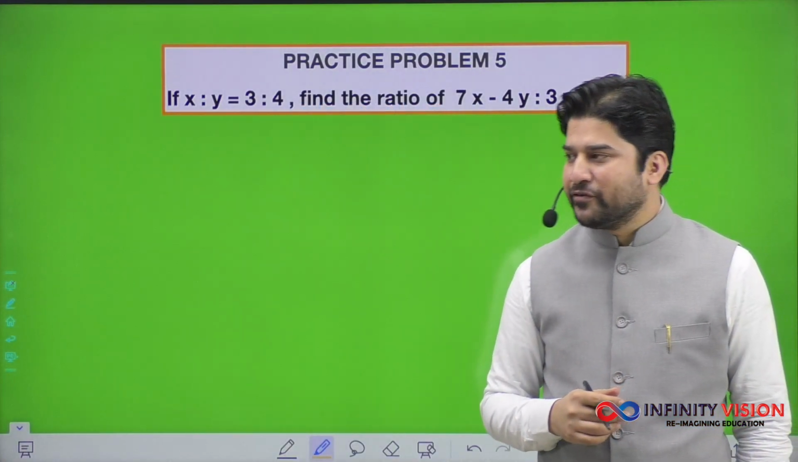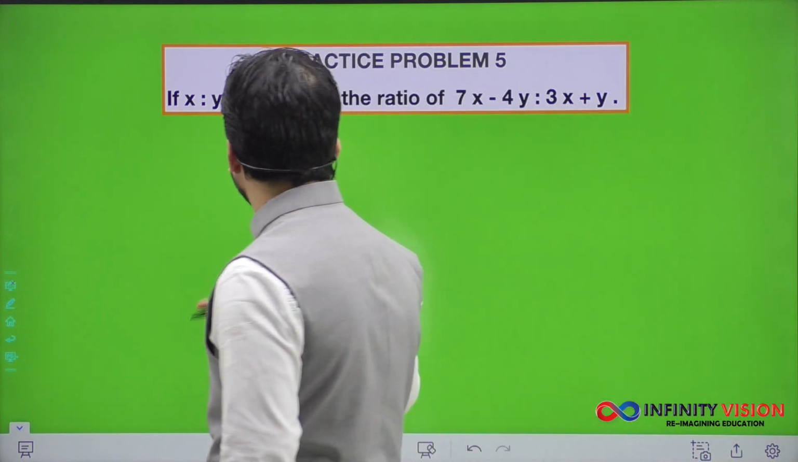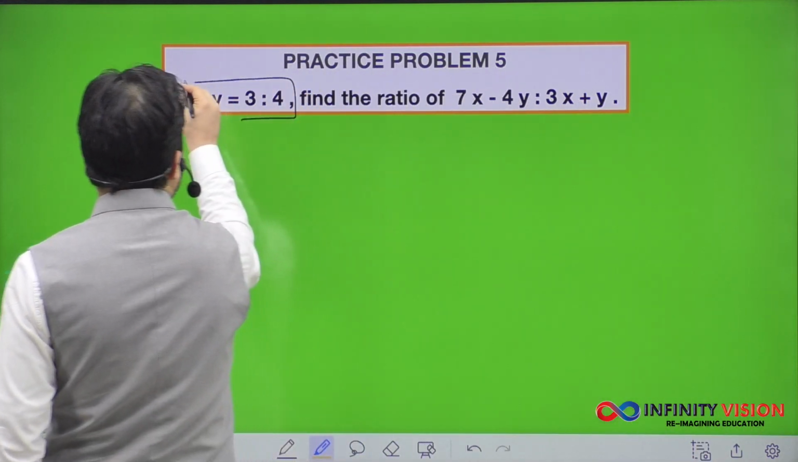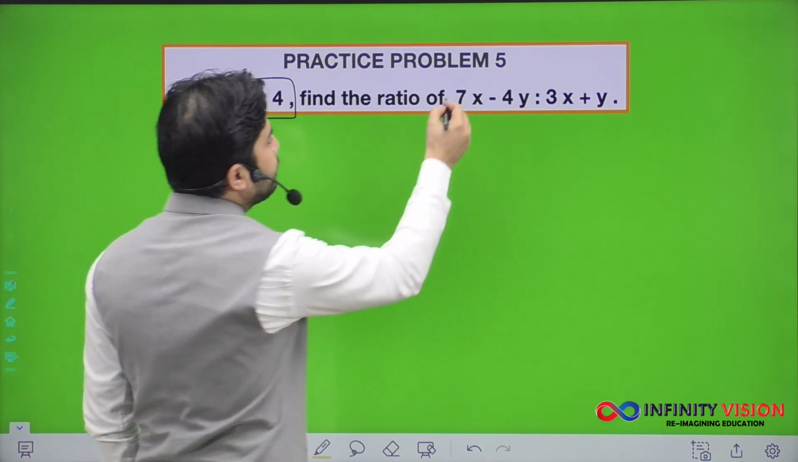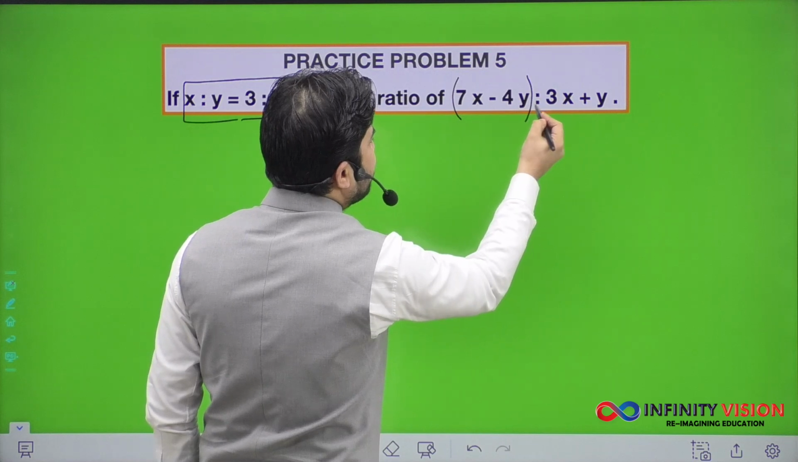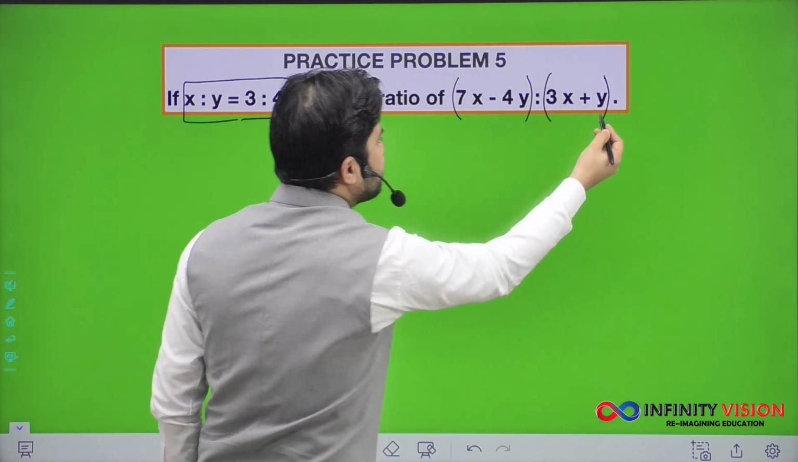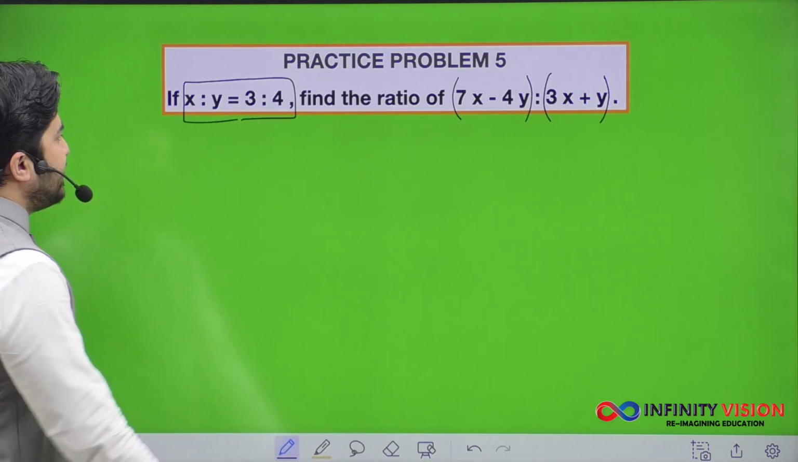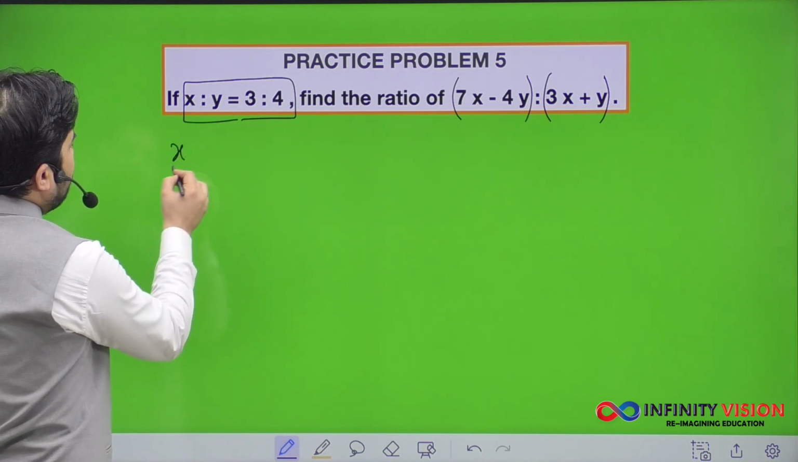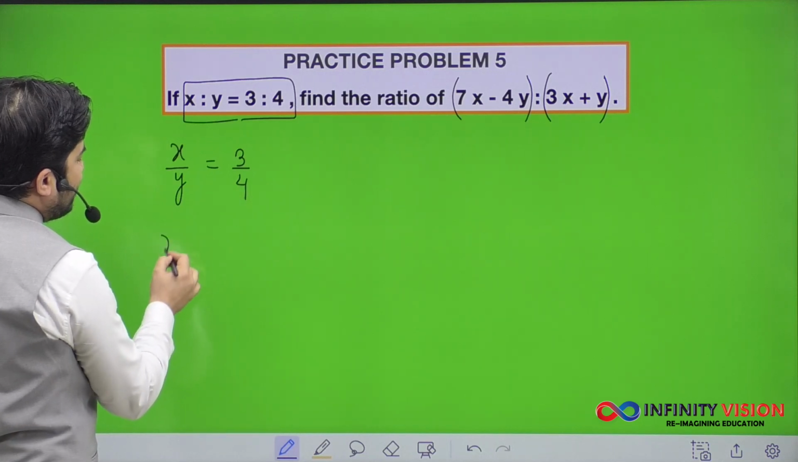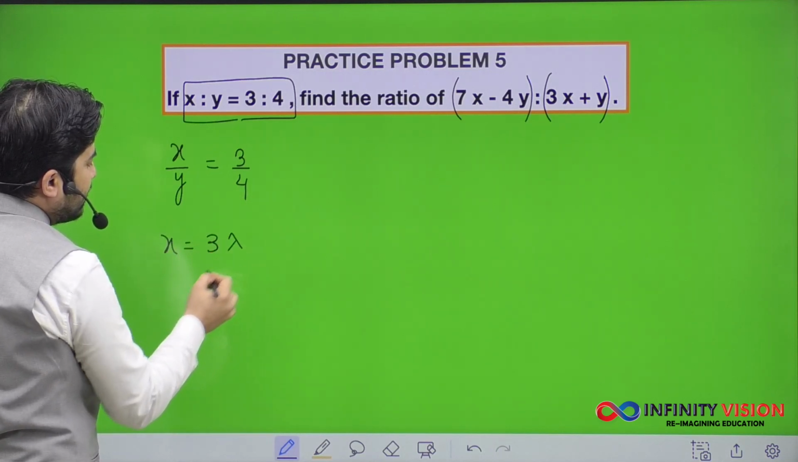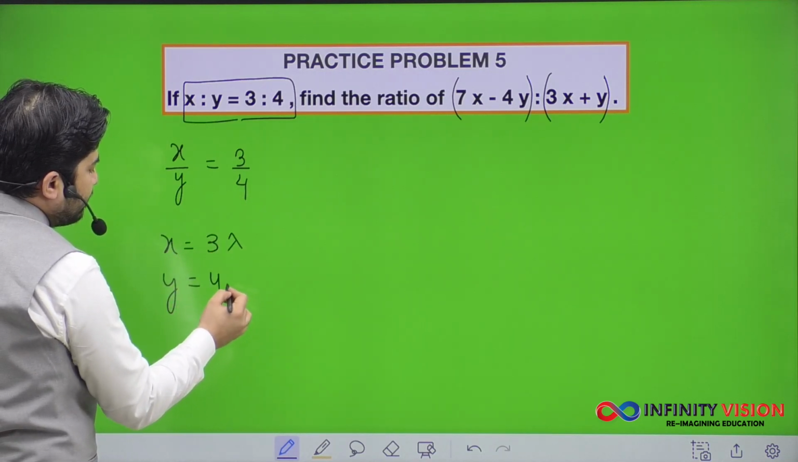Now let's read our fifth problem. If x is to y is 3:4, so you have x is to y, which is equivalent to 3:4, and then you have to find the ratio of 7x minus 4y is to 3x plus y. Now let's say if I know my x upon y is equivalent to 3 upon 4, so can I say my x is 3 lambda and my y is 4 lambda?